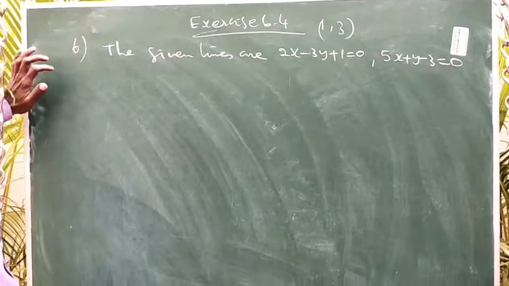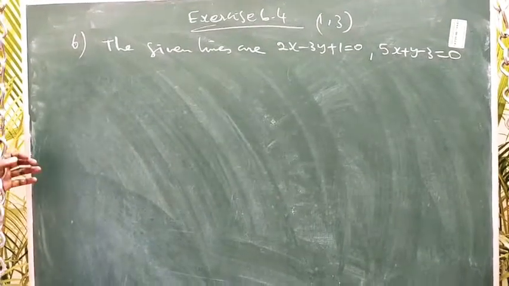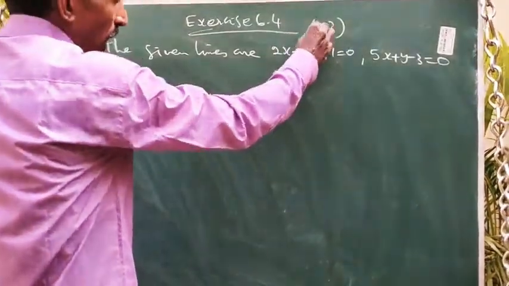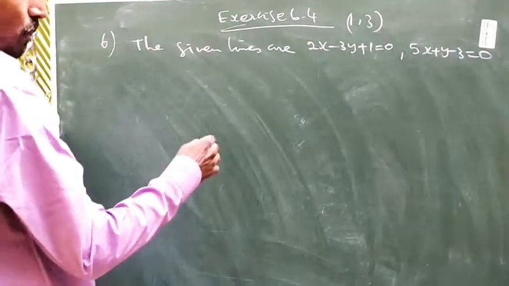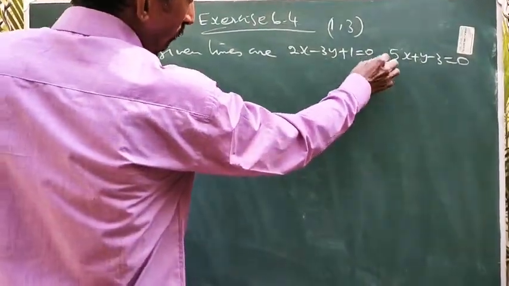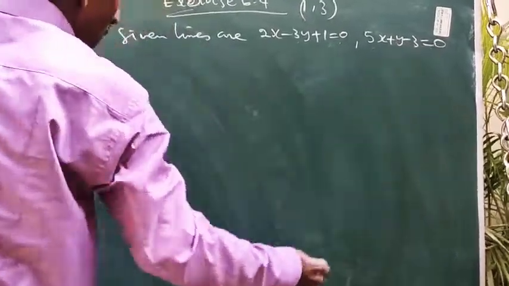Question number 6 in exercise 6.4. The question is: find the equation of the pair of straight lines passing through the point (1, 3) and perpendicular to the lines 2x minus 3y plus 1 equal to 0 and 5x plus y minus 3 equal to 0.